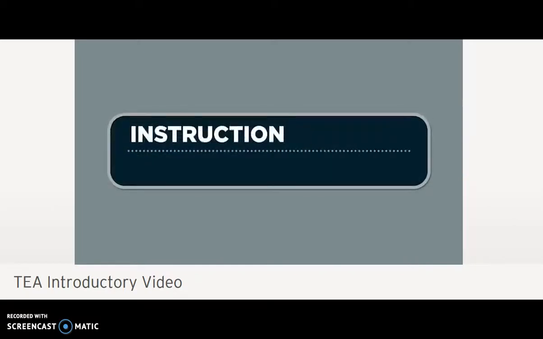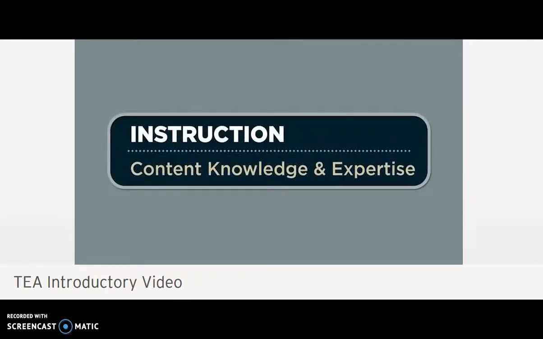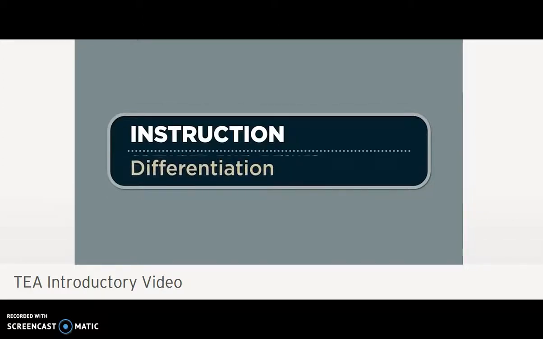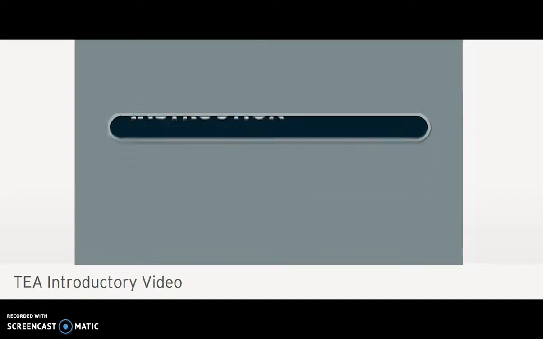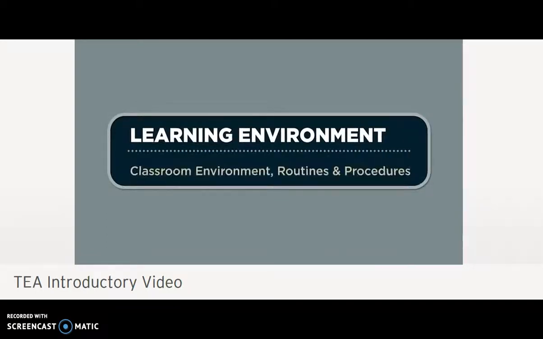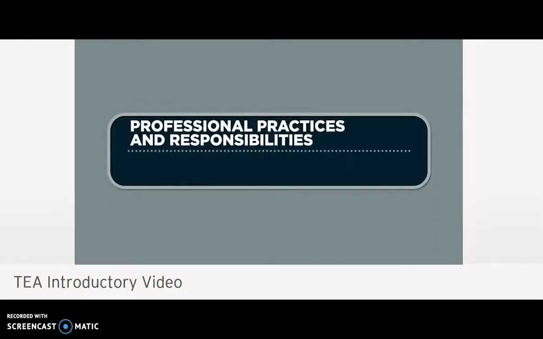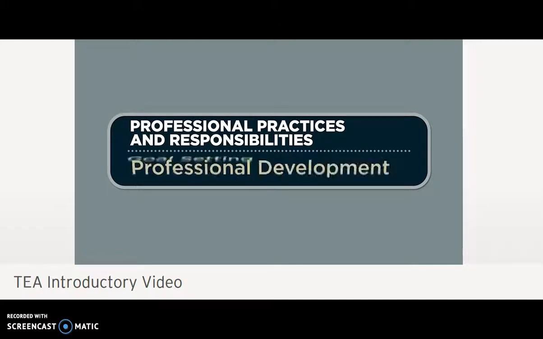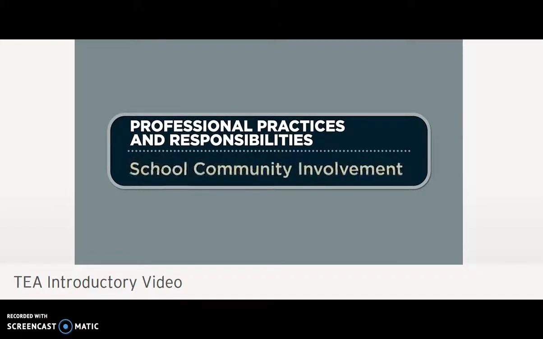For instruction, we have achieving expectations, content knowledge and expertise, communication, differentiation, monitor and adjust. Environment: classroom environment, routines and procedures, managing student behavior, and classroom culture. And lastly, for professional practices and responsibilities, we have professional demeanor and ethics, goal setting, professional development, and school community involvement.